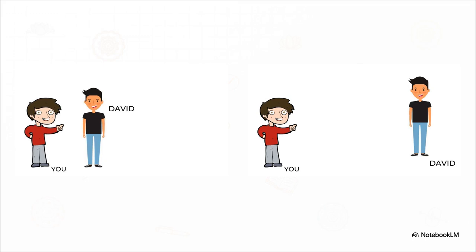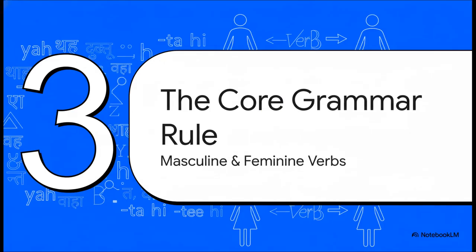Let's look at a real example to make this super clear. On the left, imagine David is standing right next to you. So we'd say, yah David hai, which means this is David. But now look at the right. He's way over there. So now it becomes va David hai, or that is David. The only thing that changed was how far away he was. Simple, right? Okay, so we've got our pronouns ya and va nailed down.